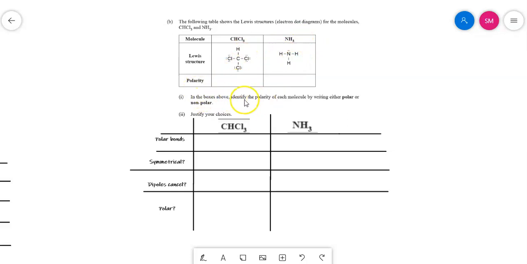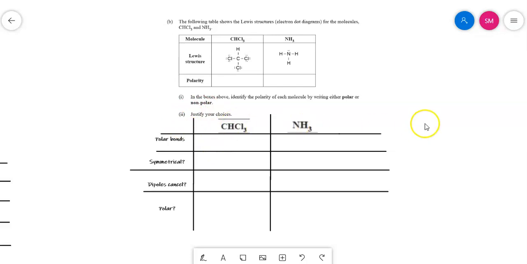So in the boxes above, identify the polarity of each molecule by writing either polar or non-polar, and justify your choices. So this is an important word answer as well. The first part is to be able to work out whether or not they are polar or non-polar, and then to get great grades for this question, we need to include good information in our word answer.